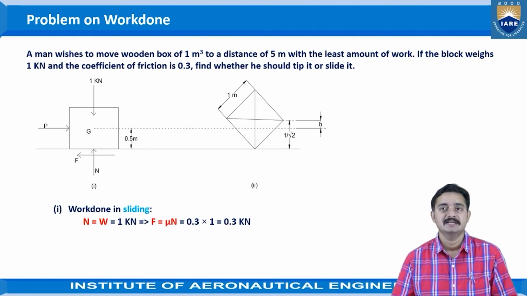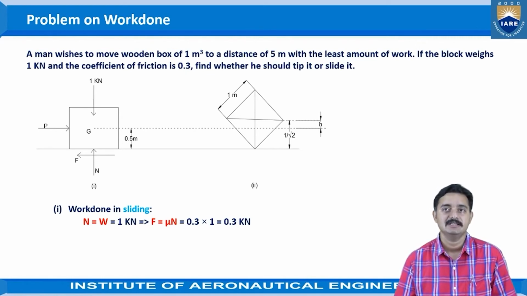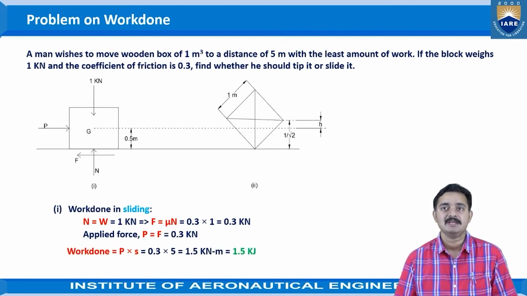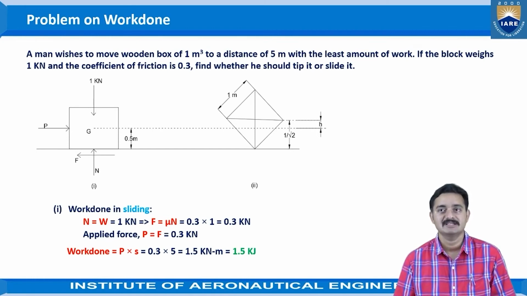In the work done in sliding, we can see the value of N is equal to W, that is equal to 1 kilonewton, and we have the coefficient of friction mu is equal to F by N, which will give the value of friction F as 0.3 into 1, that is 0.3 kilonewton. When applied force P is equal to F, that is 0.3 kilonewton, work done is given as P into S, that is 0.3 into 5, which is equal to 1.5 kilonewton meter, or we can say 1.5 kilojoules.